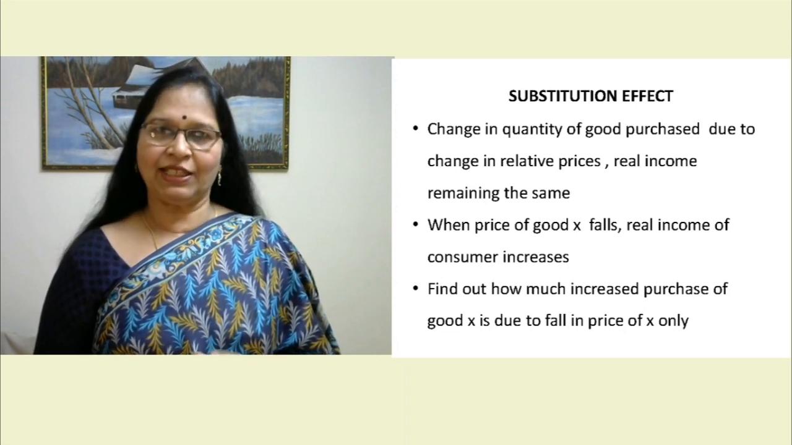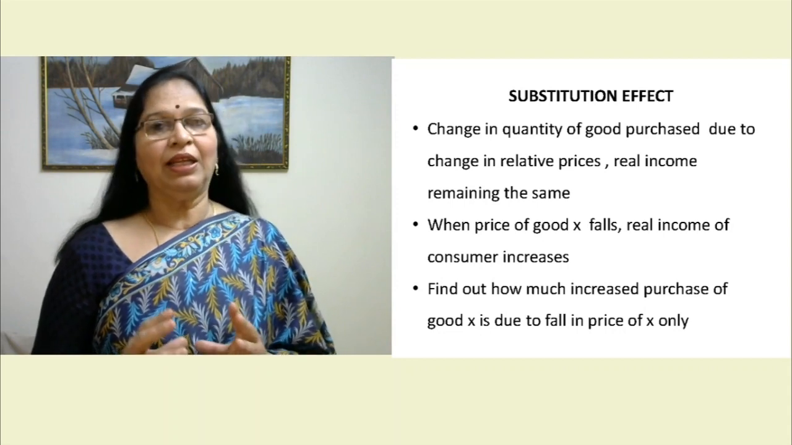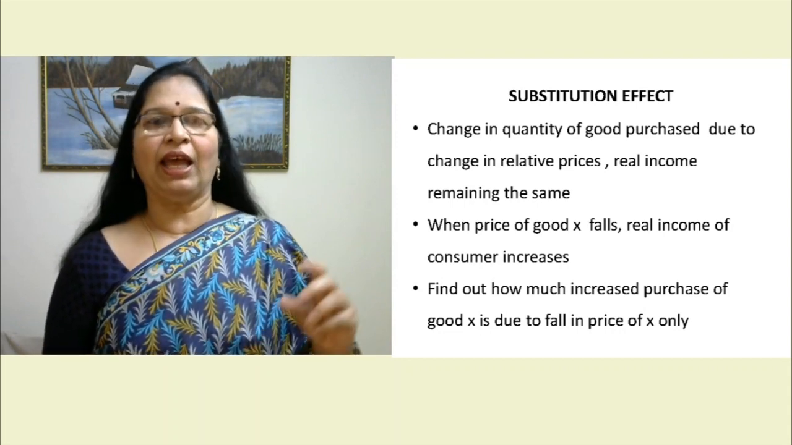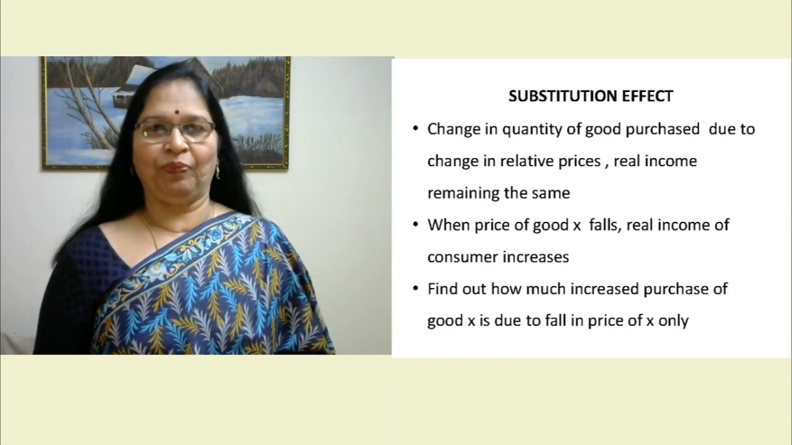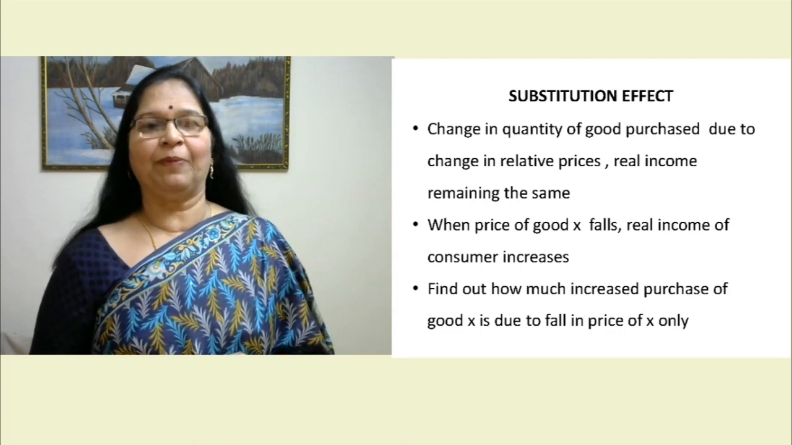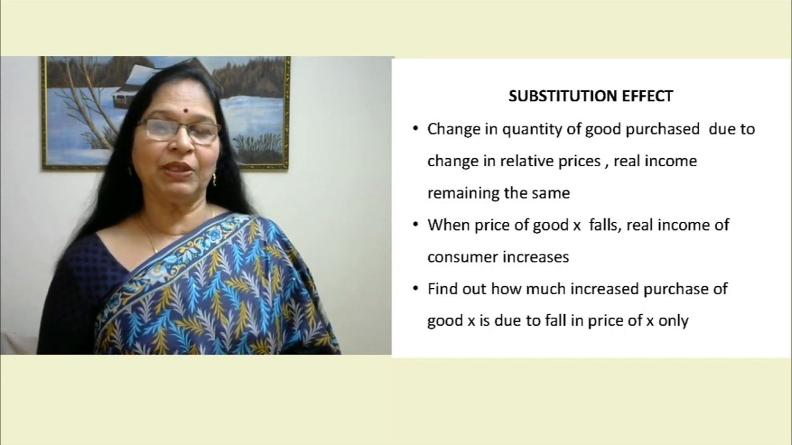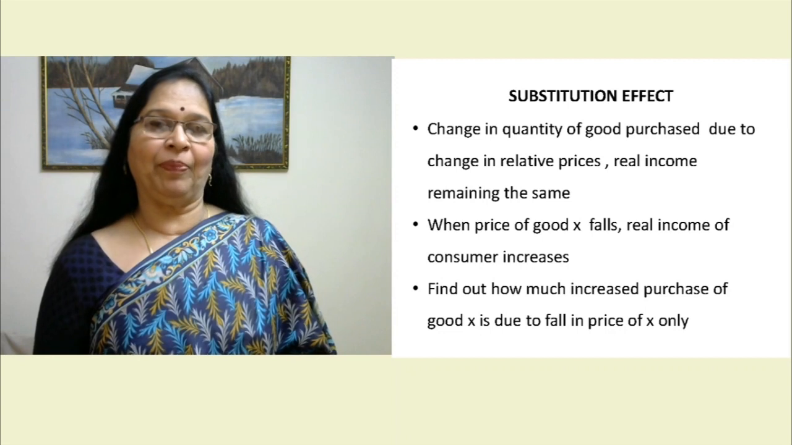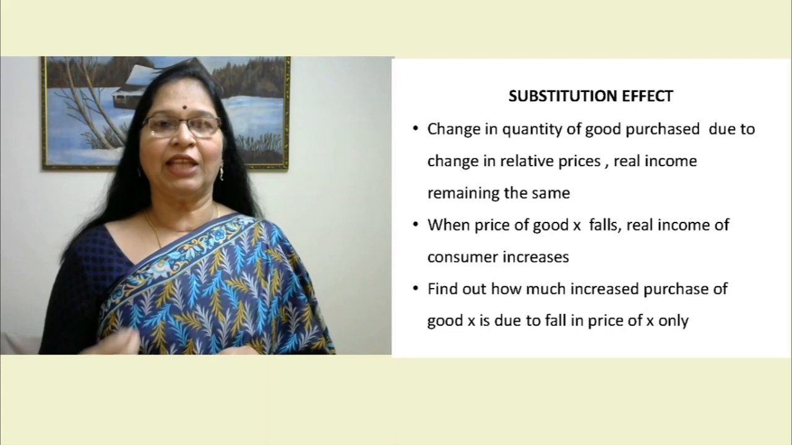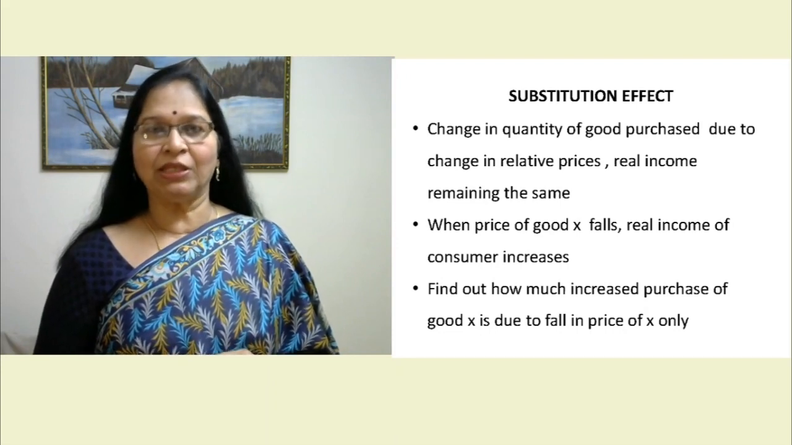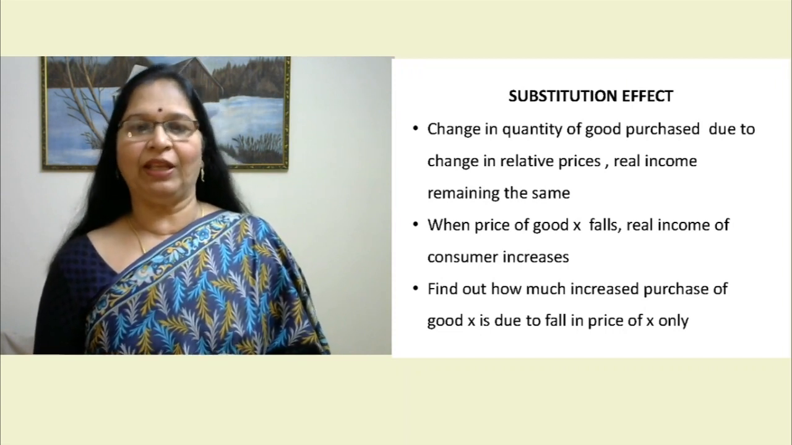Now, let me put it this way. Suppose the price of X falls with Y remaining the same. What will this consumer do, and why will he do what he does? When the price of commodity X falls, the consumer's purchasing power of the income, that is, the real income, will actually increase. Because on what he was spending 10 rupees, now he may spend 5 rupees, which means his purchasing power in terms of that commodity has increased.